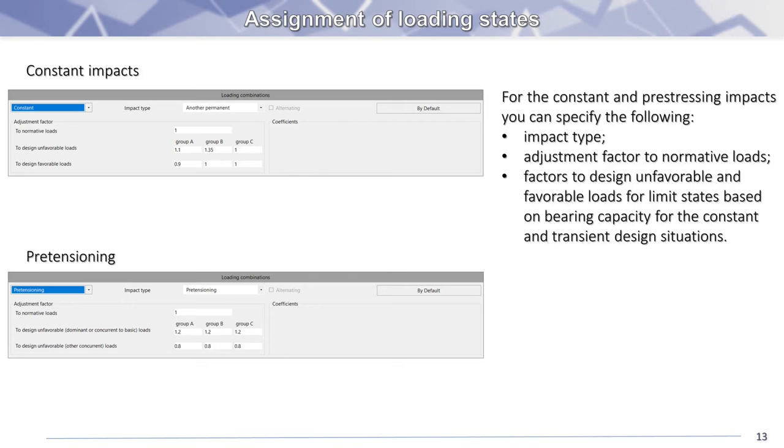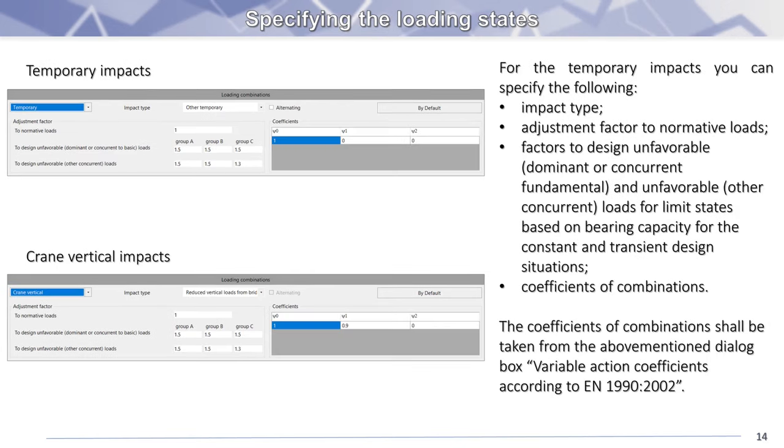For the constant and persisting impacts in loading states, you can specify the following. Impact type, adjustment factor to normative loads, factor to design unfavorable and favorable loads for limit states based on bearing capacity. For the temporary impacts in loading states, you can specify the following. Impact type, adjustment factor to normative loads, factor to design unfavorable, dominant or concurrent fundamental, and unfavorable other concurrent loads for limit states based on bearing capacity.